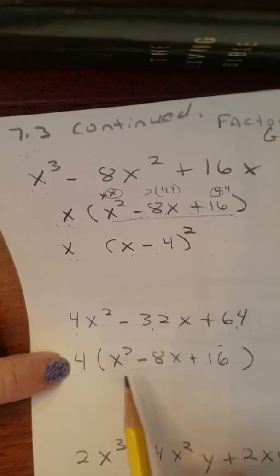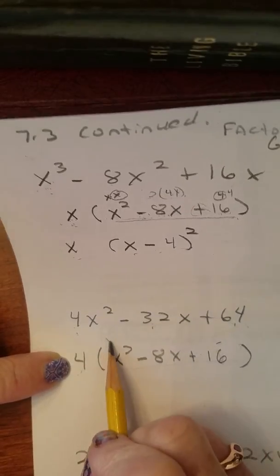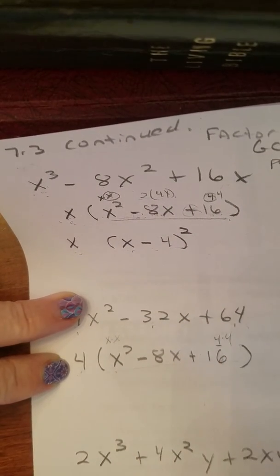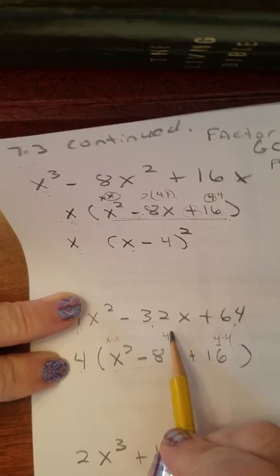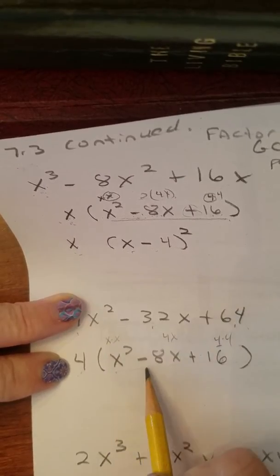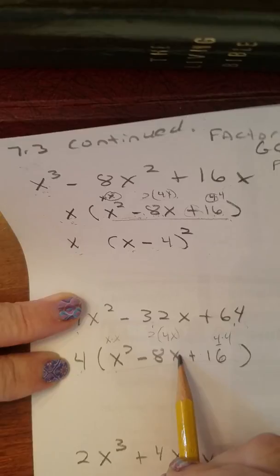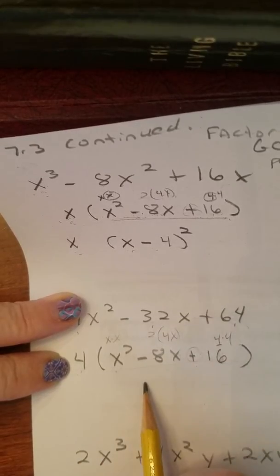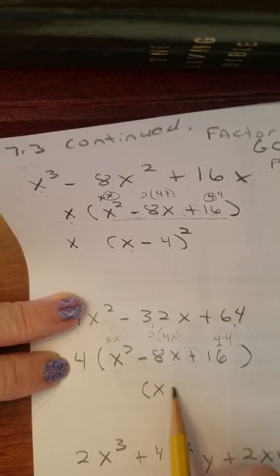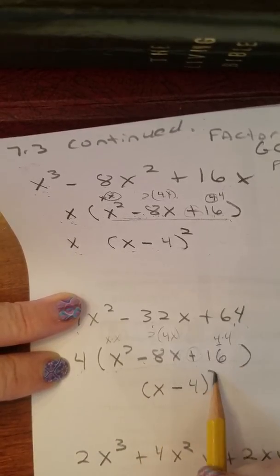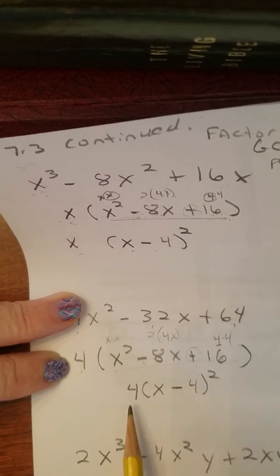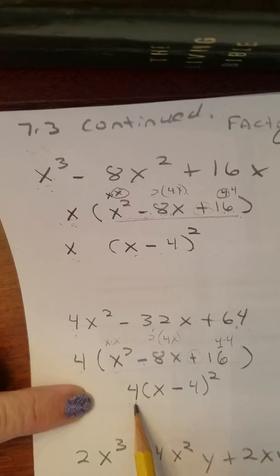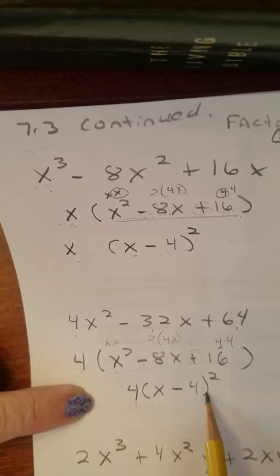Well, is this a trinomial square? Well, this is a perfect square, right? X times x, 4 times 4. So we're going to get 4x when we multiply that individually. If we double that, we get 8x, and this is positive. So this trinomial here will factor to be x, keeping the sign of the middle term, minus 4, squared, and bring down your 4. So here is your final answer. We've now factored this trinomial to be 4 times the quantity x minus 4 squared.